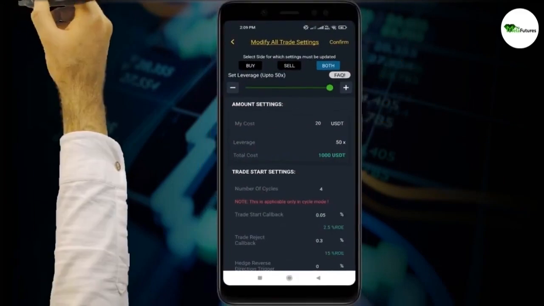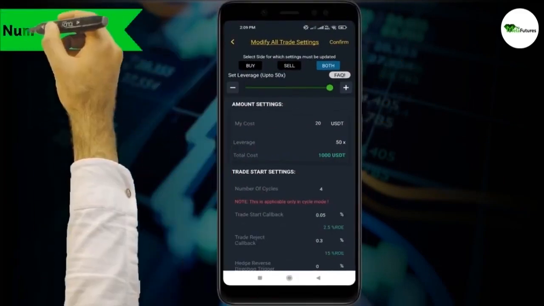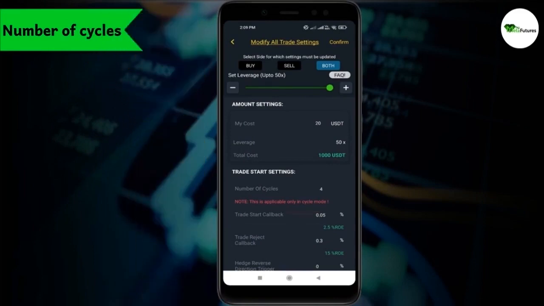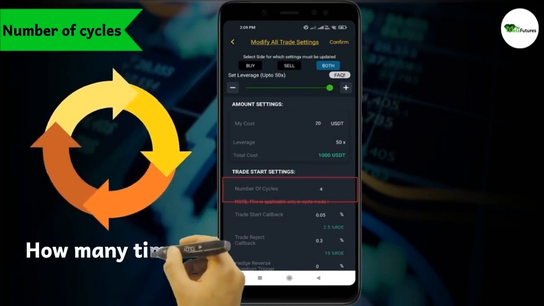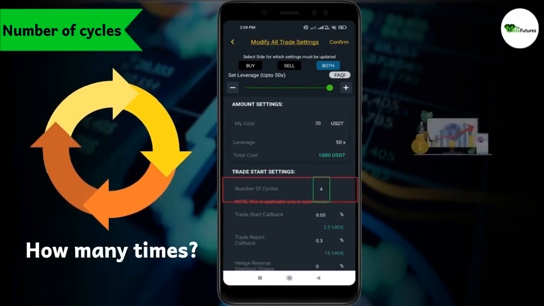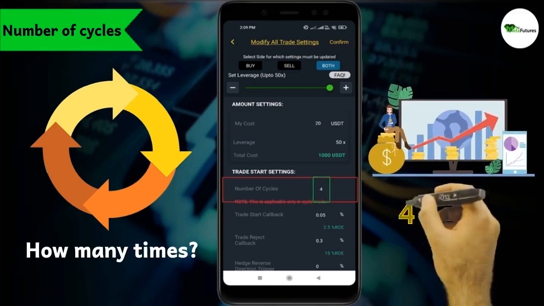In trade start settings, the first is the number of cycles. It will be used in cycle mode only. This setting helps you set the value for how many times you want to place the same trade. As I have set the value 4, the bot will place the same trade 4 times.